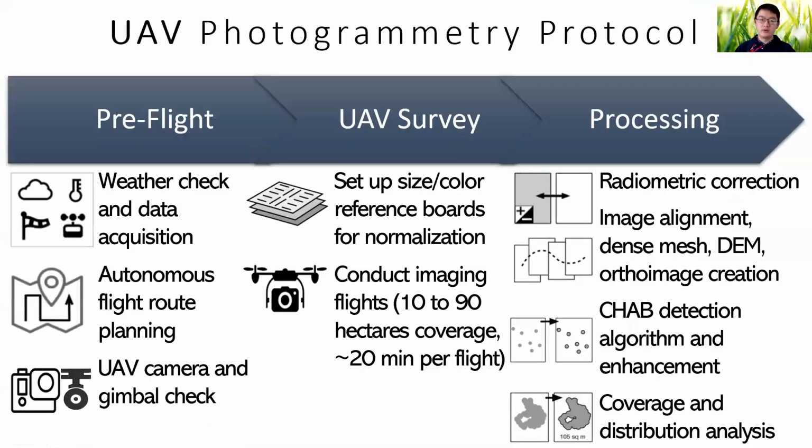So this was our UAV workflow. Before the flight, we would check the weather. If it was too windy or rainy, drone flights wouldn't be possible. And we planned our flights. We checked our cameras. On the day of, we set up reference boards for normalization, and then we conducted a flight. And then afterwards, we did radiometric correction and geometric correction. We aligned the images and then used photogrammetry to stitch the images together. We applied our detection algorithm, and then we analyzed coverage with ImageJ.